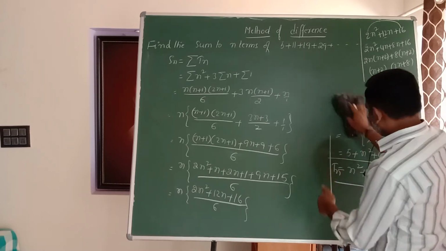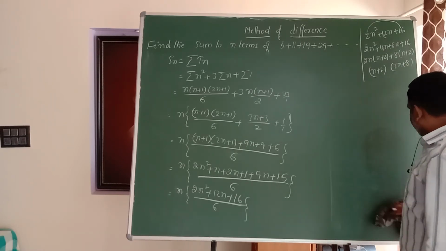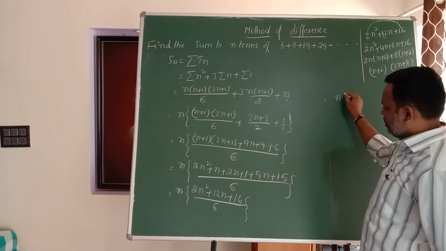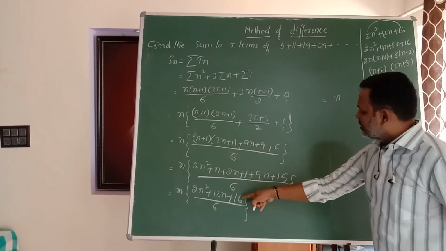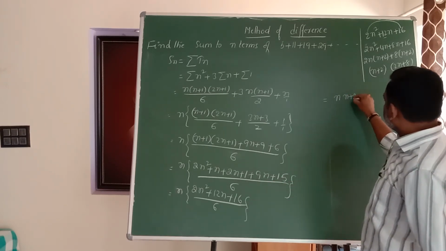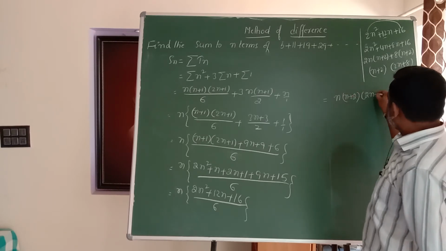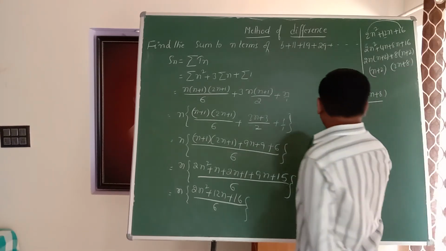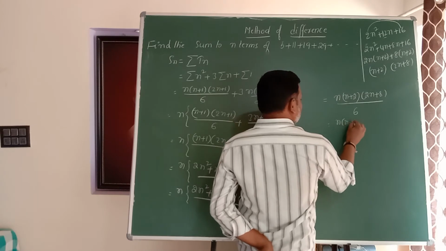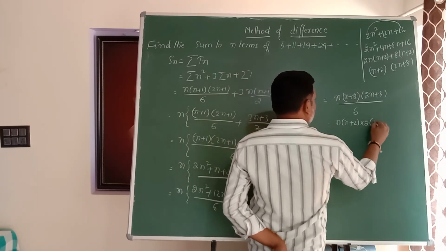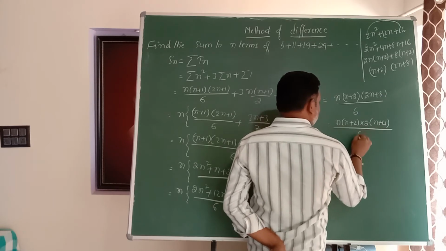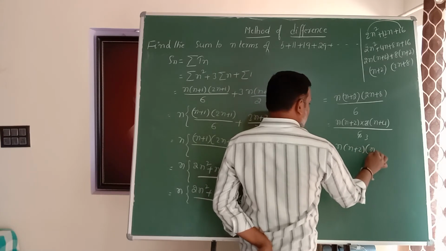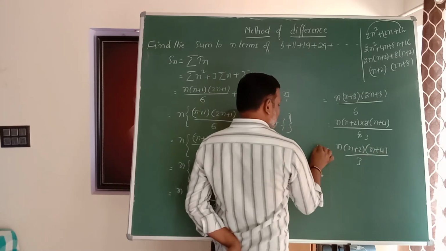Now I can substitute here. This becomes n into n plus 2, use a bracket, into 2n plus 8 divided by 6. Now here you can take 2 as common. So that is equal to n into n plus 2 into, if you take 2 as common, n plus 4 divided by 6. 2 3s are 6, so the final answer is n into n plus 2 into n plus 4 divided by 3. This is what Sn is.